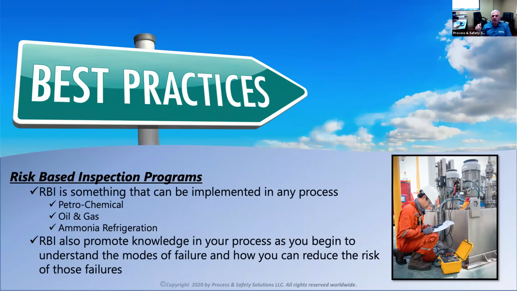RBI is something that can be implemented in any process. It doesn't matter whether you're chemical, petrochemical, oil and gas, or ammonia refrigeration, RBI is a good fit for any of these organizations. RBI also promotes knowledge in your process as you begin to understand the modes of failure and how you can reduce the risk of those failures. A lot of times in my PSM training, I always emphasize this: knowledge is the key to reducing process safety events. Knowledge first begins with understanding what a hazard is.